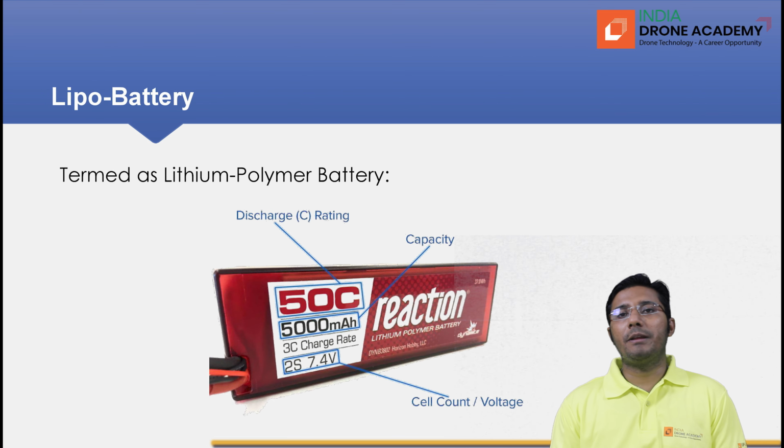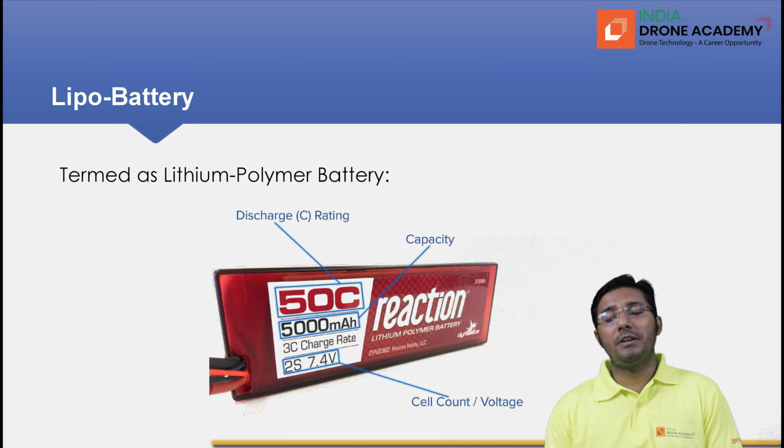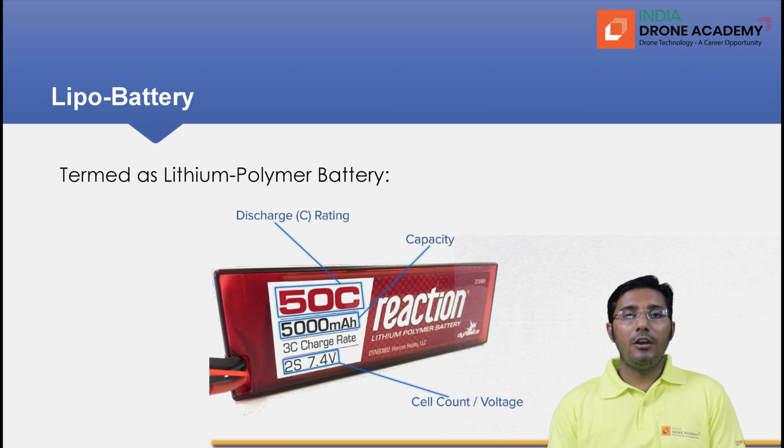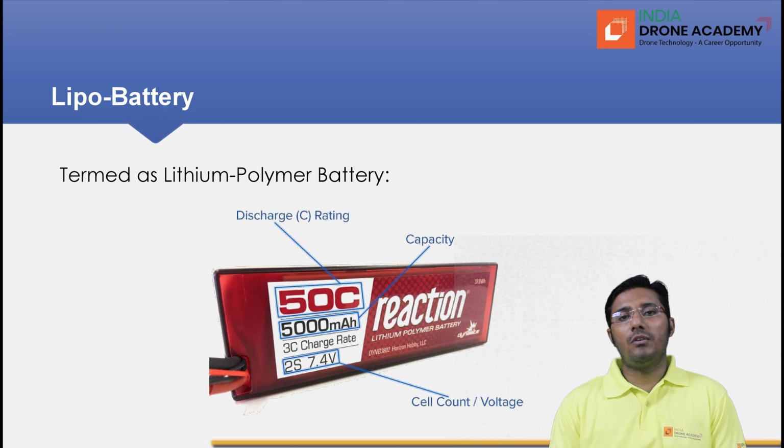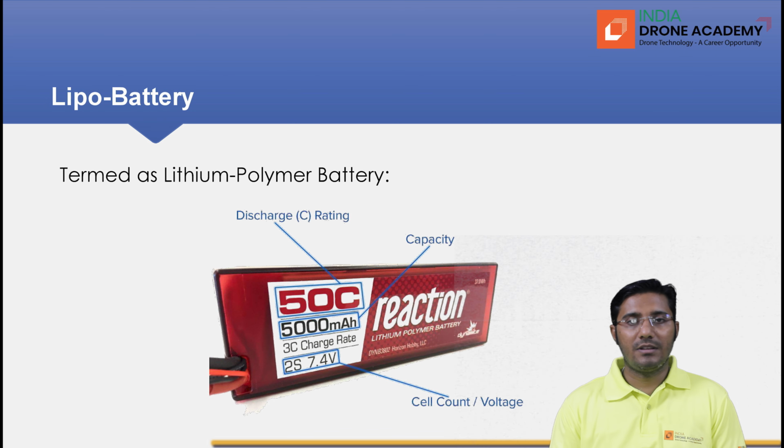Another important component of the drone is the power supply, which is a battery here. The type of battery being used currently is a lithium polymer battery. The lithium polymer battery has some specifications mentioned on its stock. We can see on the screen there is a digit written as 5000 mAh. This 5000 mAh refers to the storage capacity of this battery.